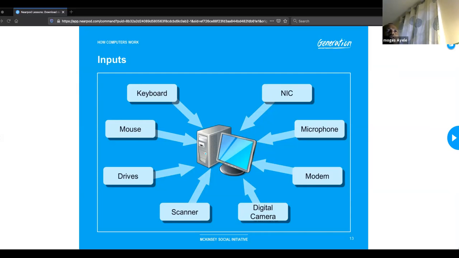Okay, I have a question. Is it the same as a network adapter? Yep. Yes.